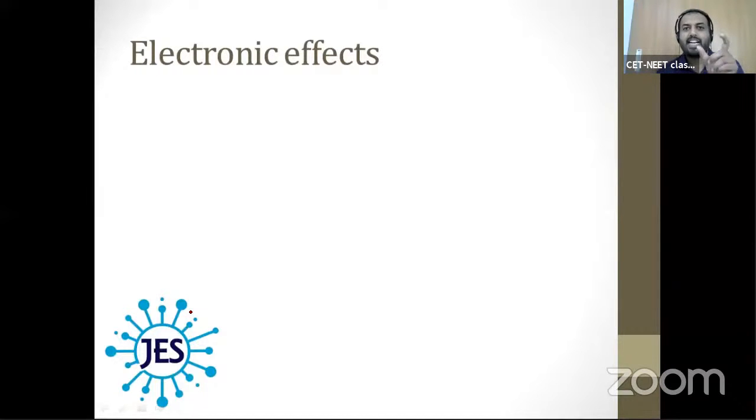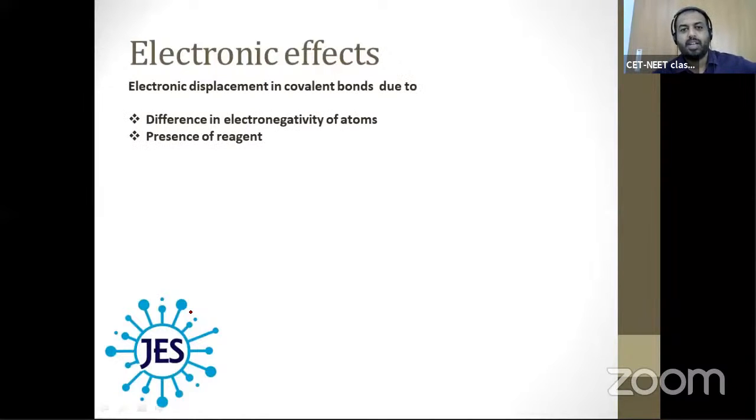So because atoms will have different electronegativities, they will have different pulling power and that results in polarization, charge separation. That is what is called electronic effect. Charge separation in an organic compound resulting in polarity is called electronic effect. And this charge separation may be due to one, difference in electronegativity of atoms, two, presence of a reagent.